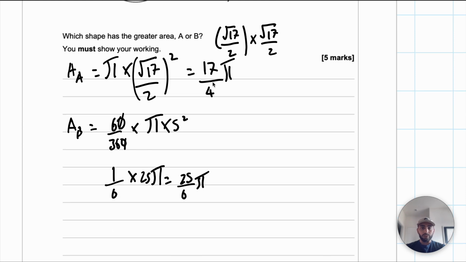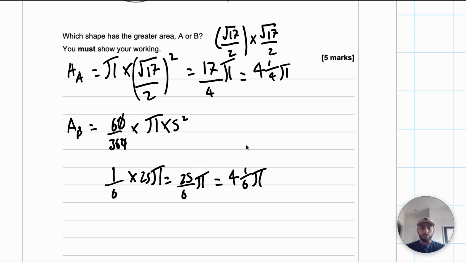All we need to do now is compare these two areas. So we've got 17 over 4 pi and 25 over 6 pi. I think to make this easier, I'll convert them to mixed numbers. So that would become, how many 4s go into 17? That's 4, 1 remaining, and that would be over 4 pi. This one is the same as how many 6s in 25? That's 4, 1 remaining, that's over 6 pi.